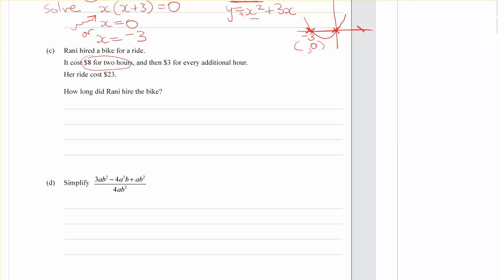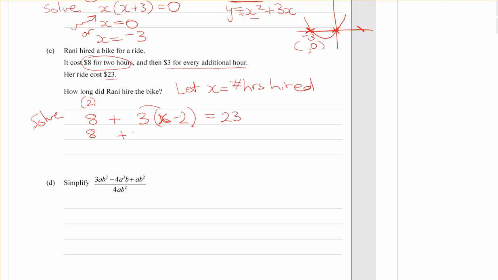$8 for 2 hours, $3 for each extra hour. The ride cost $23. How long did Rani hire the bike? Well, we'll let x equal the number of hours that the bike was hired for. So the first 2 hours it was $8 plus $3 for each hour over the 2. So take off the 2, I've used h and I meant to use x, and altogether that comes to $23. So we've got an equation to solve.